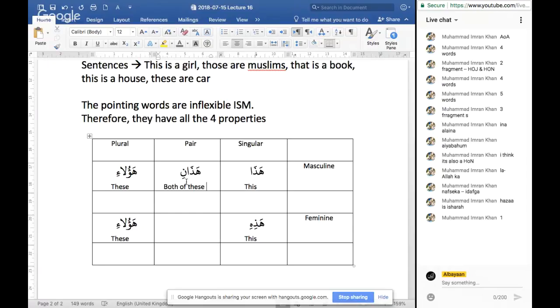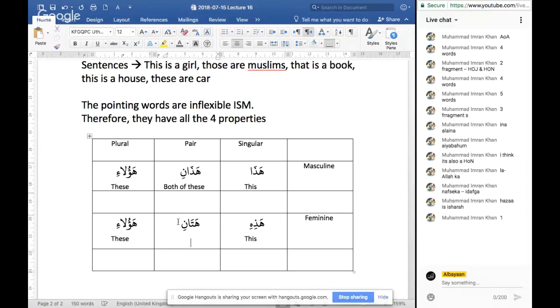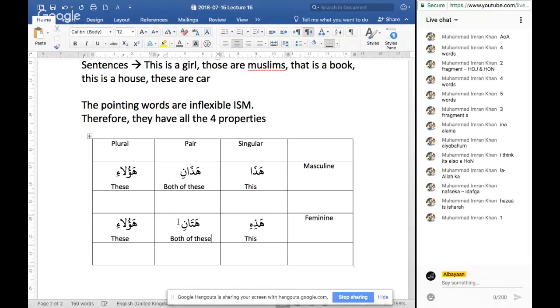Both of these. Hazani. And in feminine, you know that we introduced a ta. Just like Muslimani, we had Muslimatani. Here we're going to have Hatani. Okay. Hatani. In this case, it's going to be both of these as well. Okay. Haza, Hazani, Ha'ula'i. Hazihi, Hatani, Ha'ula'i.